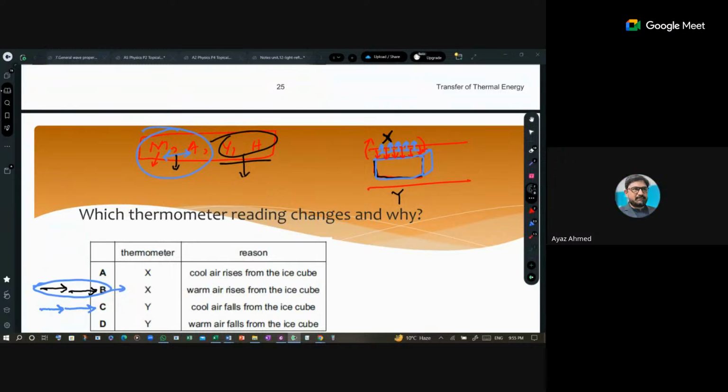Okay. Hassan, what will you say? Sir, when the air around the ice cube comes in contact with the ice, it becomes colder and it falls. So then the thermometer reading changes. Will it decrease or increase? Decrease. So are you people agreed, Meerab and Ariba? Are you agreed with this logical reasoning? No, I stick. Yes, Hassan.